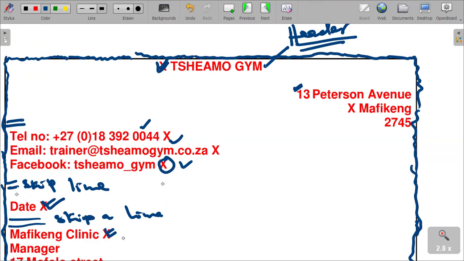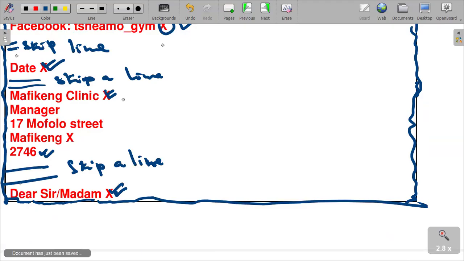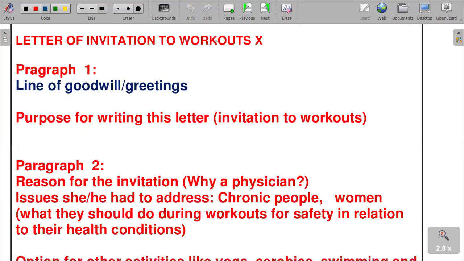That is the Facebook handle. So you do that, and then we go into the letter of invitation to work out. You are also supposed to not forget about the border here, and then there is an RE there, which must come as the reference: letter of invitation to work out, because you are inviting for that purpose which is given in the essay or in the reference that we are using.